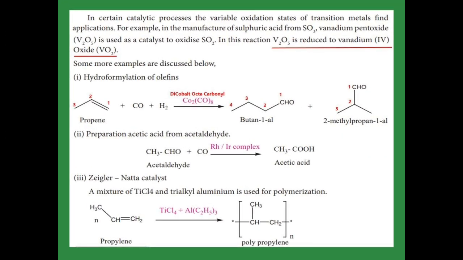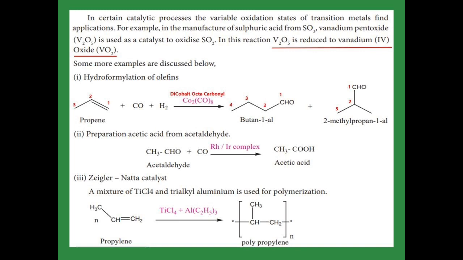In the manufacture of sulfuric acid, first of all sulfur dioxide is changed into sulfur trioxide in the presence of vanadium pentoxide. Here the vanadium pentoxide is reduced to vanadium tetroxide in this reaction.